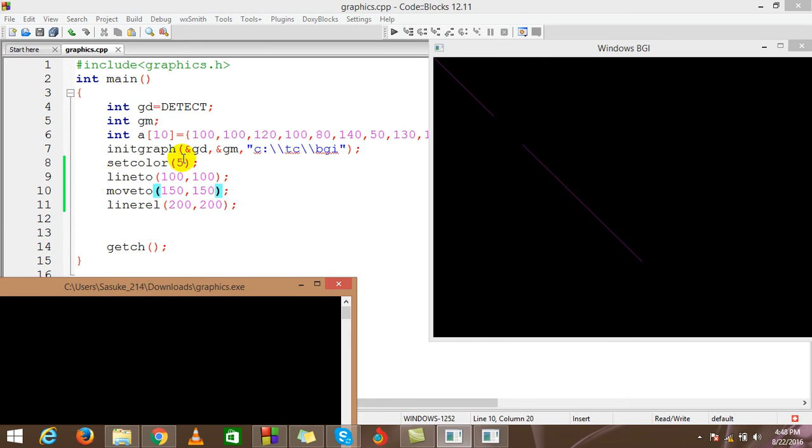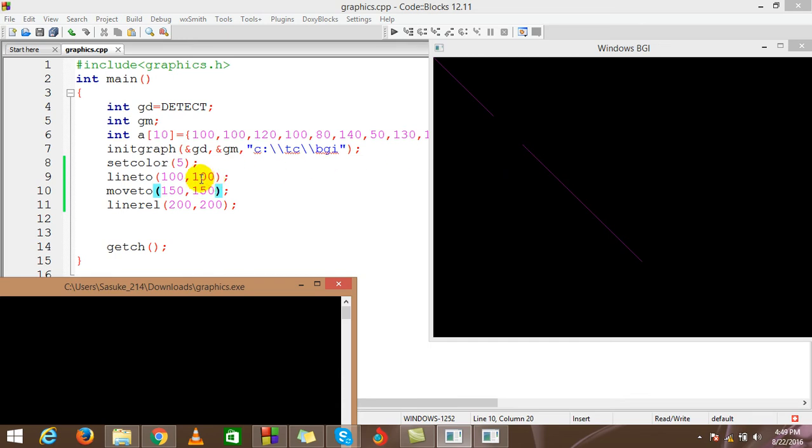The lineto was drawn from the starting point of the screen to the position relative to 100 from the x axis and 100 from the y axis. And when we drew linerel also, it was drawing from the starting position relative to 200 and 200. But what's happening is our linerel is drawing the line relative to this position, starting from this position relative to 200 in this position. So how is it actually doing this?